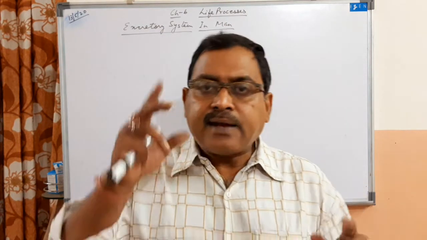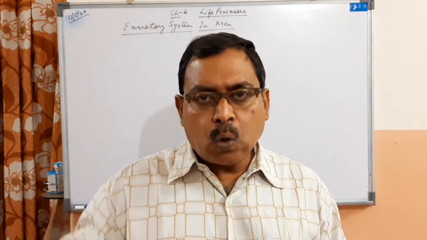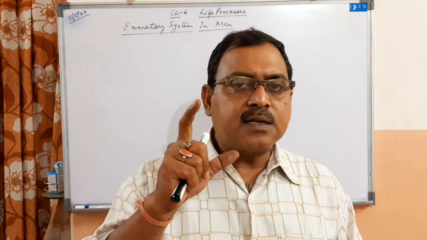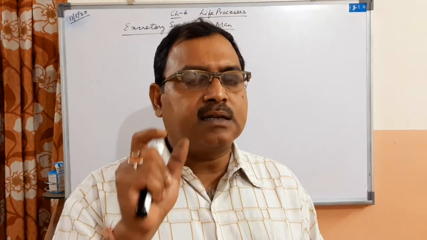There are two kidneys in our body. They are located in our abdomen towards the back. The right kidney is slightly lower than the left kidney. The kidney is a bean-shaped organ, 10 cm long and 6 cm wide.